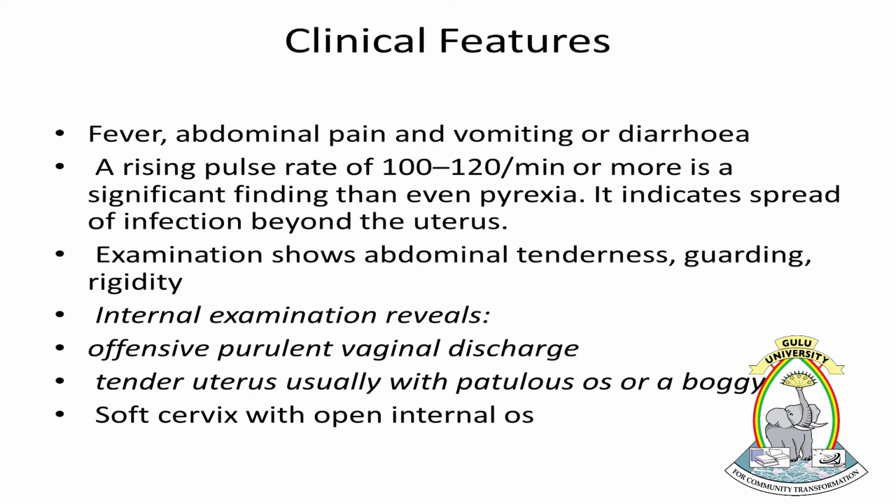The clinical features, of course, your mother presents with vomiting, diarrhea, and then the pulse rate will also increase because of sepsis. If you do an abdominal examination, you realize that there will be abdominal tenderness, guarding and rigidity. Internal examination reveals offensive purulent vaginal discharge, and the uterus usually will be pendulous or boggy, so that means they are not contracted. The cervical os will normally be open.